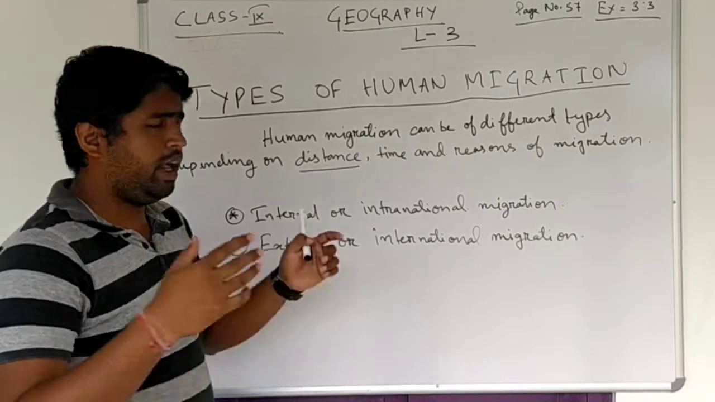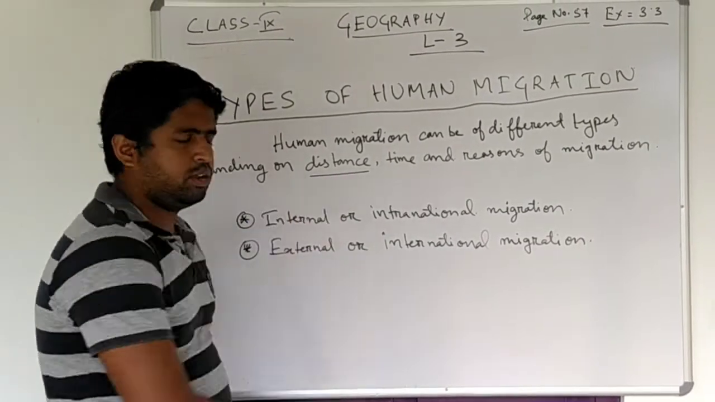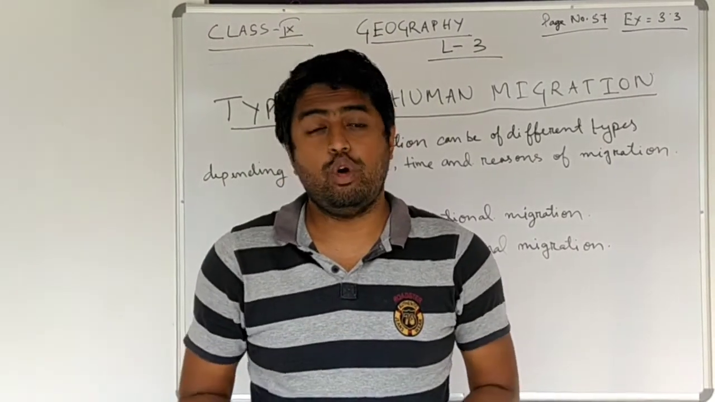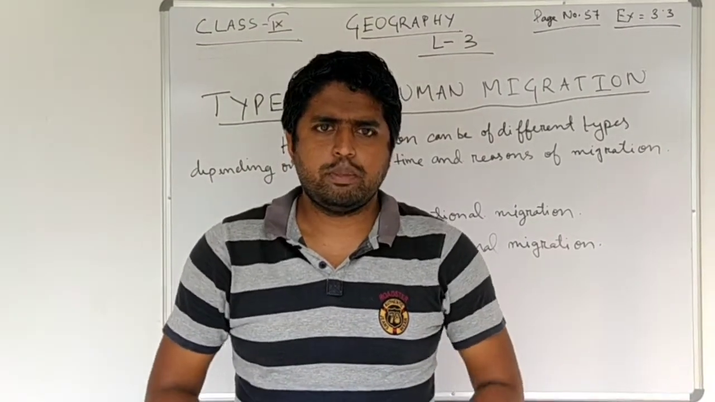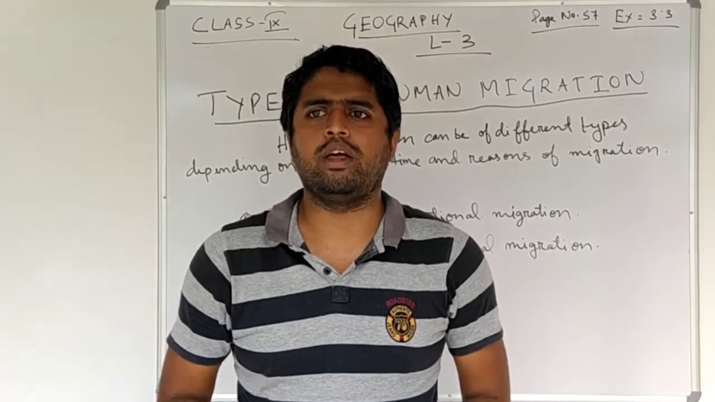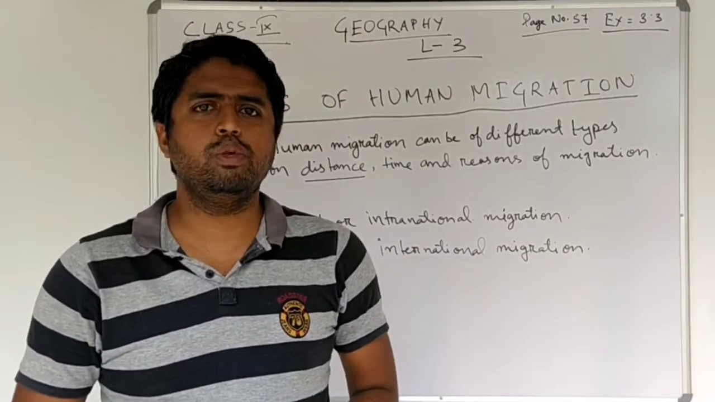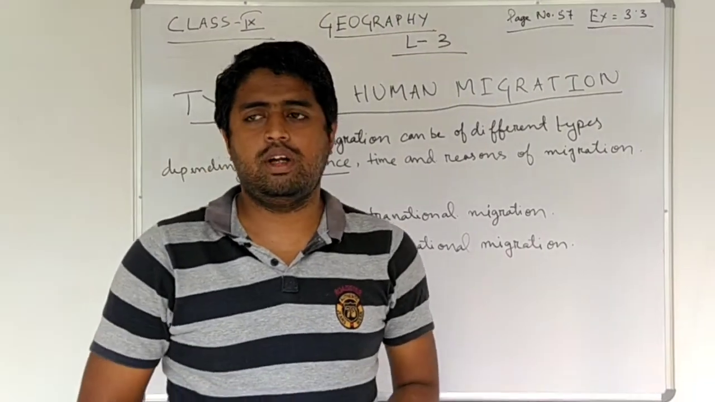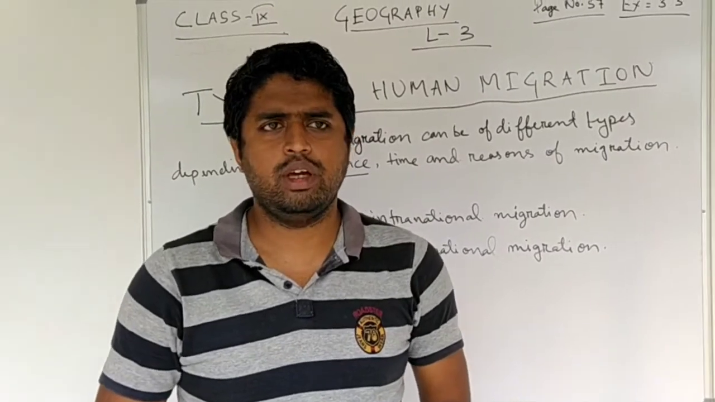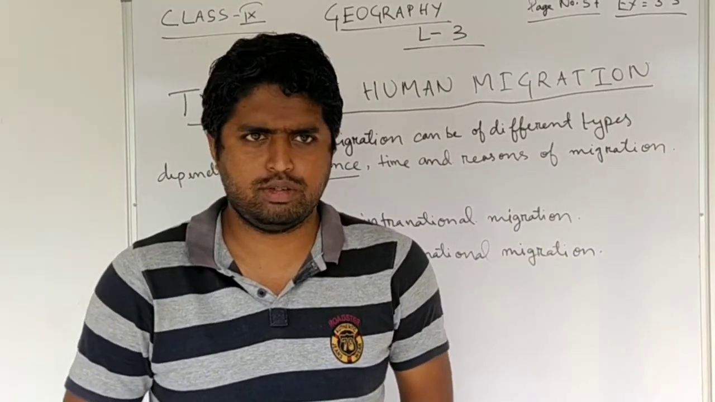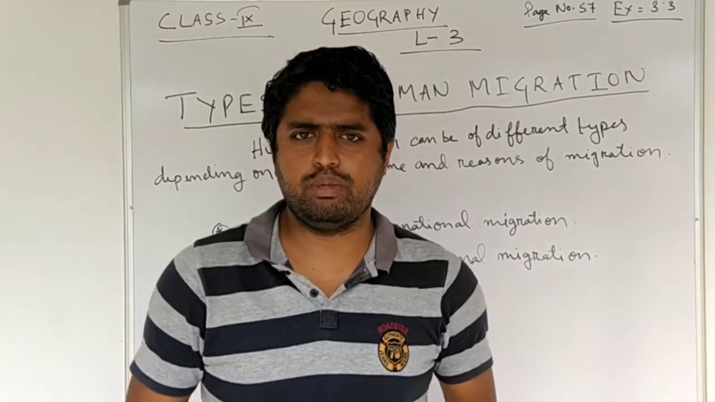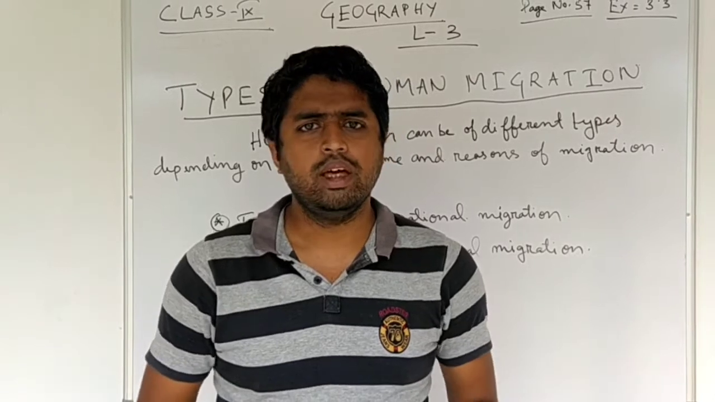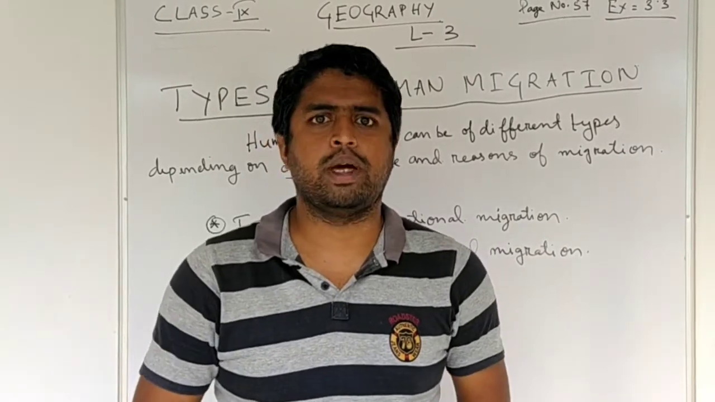If you take human migration on consideration of distance, it can be short distance migration, or long distance migration. Suppose you move from Silchar to Guwahati, and again you move from Silchar to Delhi, which one can be considered a short distance migration and which one a long distance migration? Obviously, if you travel from Silchar to Guwahati, it will be considered a short distance migration, and if you travel to Delhi, it will be considered a long distance migration.